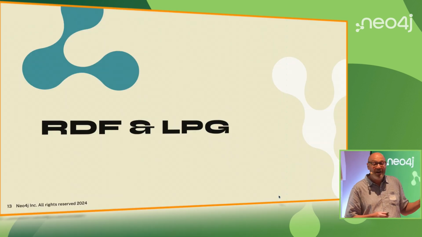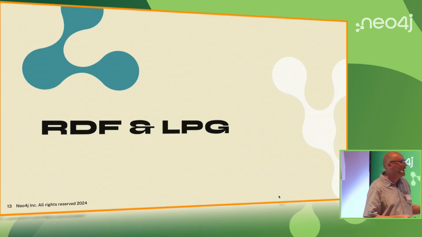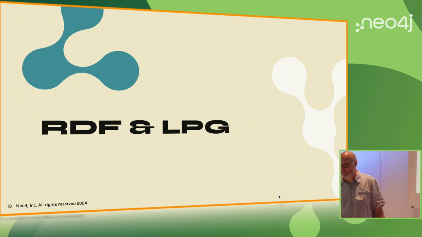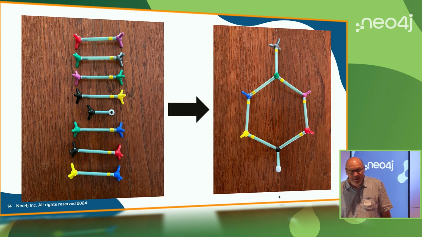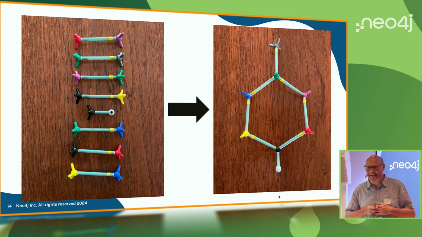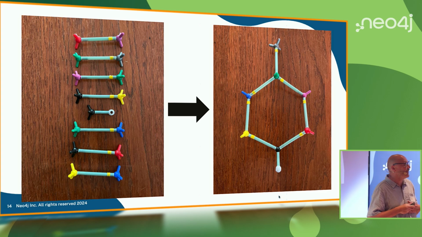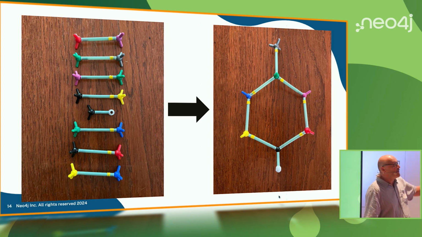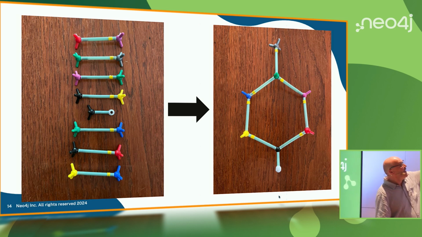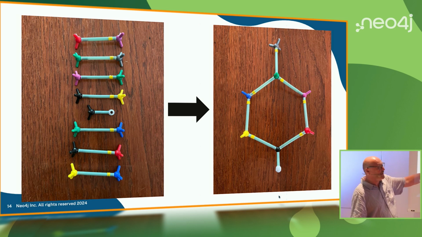So, RDF and LPG. We've got our Resource Description Framework. How does that relate to labeled property graphs? I'm a chemist in my ancient background. I'm sure some of you have also done some chemical training, and you can remember these orbit molecular modeling kits.